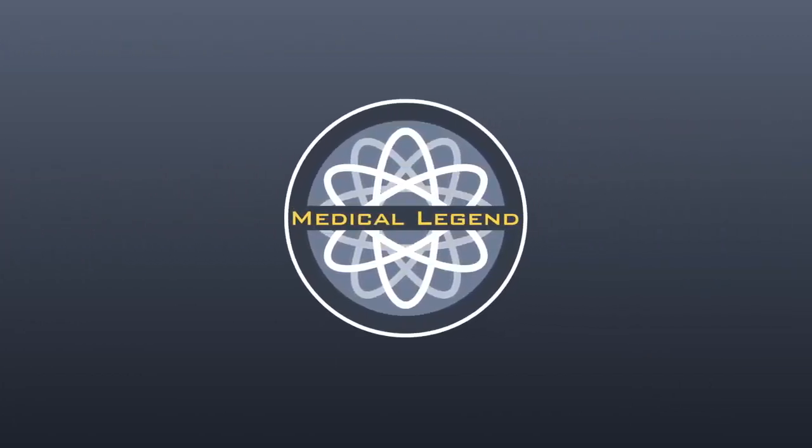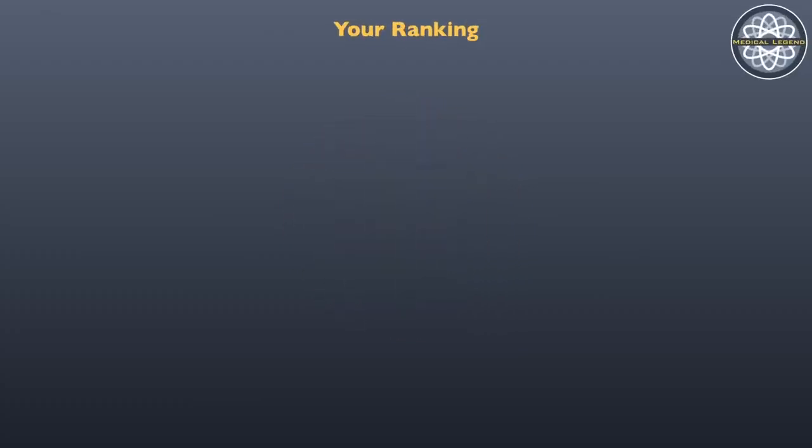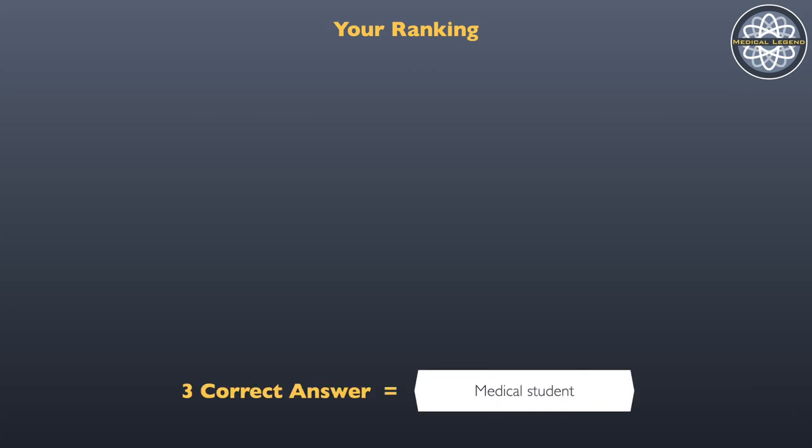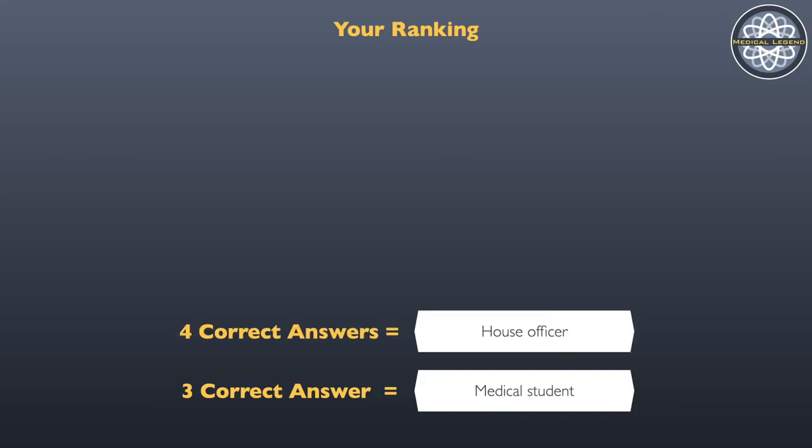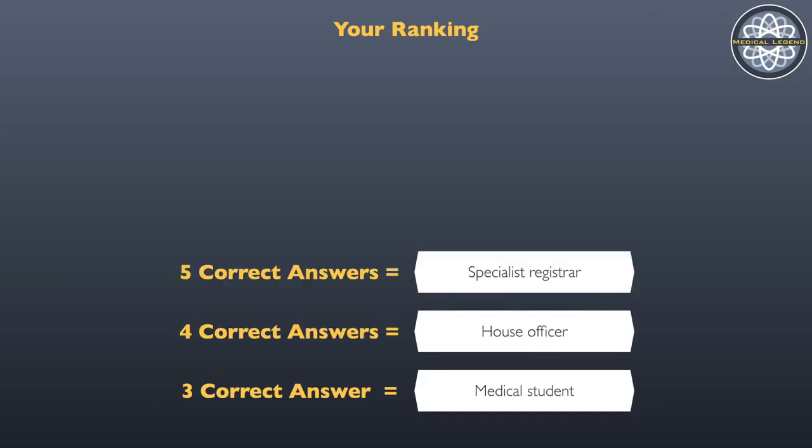A special congratulations to everyone that's managed to get this far through this episode of Medical Legend. Tally up your results and let's see what your ranking is. So for 3 correct answers, you will score the ranking of medical student. If you manage to get 4 correct answers, you've achieved the ranking of house officer. If you got 5 correct answers, you're a specialist registrar.